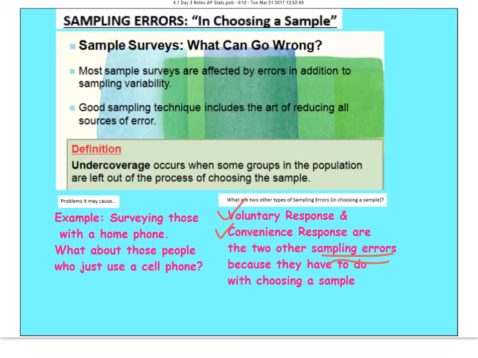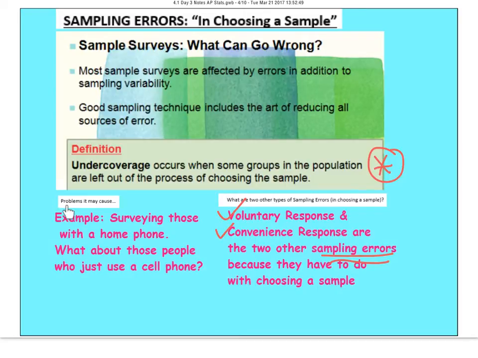And the error that's related to that is called undercoverage. If you do the convenience sample, again, where you're at the mall, you're really just focusing maybe on the people that you choose. Well, there could be undercoverage, which occurs when some groups in the population are left out of the process of choosing the sample. It has to be fair and has to represent everyone in your population. So you have to be careful that when you design your sample, you do not have undercoverage.